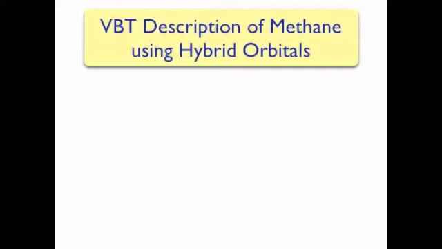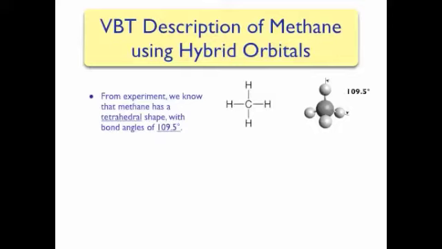We'll now use our hybrid orbitals to look at a valence bond theory description of methane. Here's the Lewis structure for methane, CH4. Note that carbon is forming 4 single bonds with 4 hydrogen atoms. This will correspond to 4 sigma bonds. If you look at the Lewis structure for methane, you would think that methane is a flat molecule with bond angles of 90 degrees.